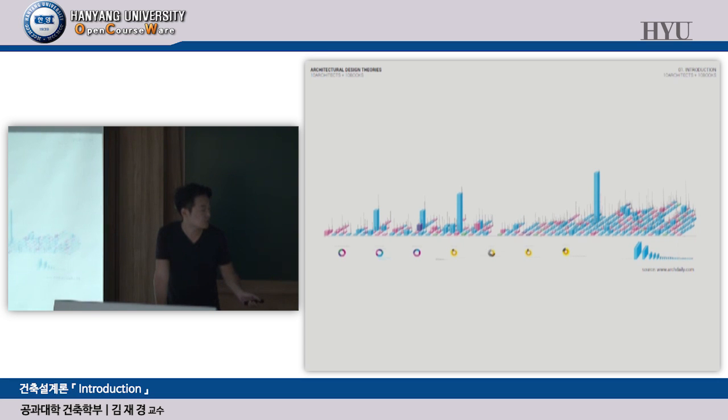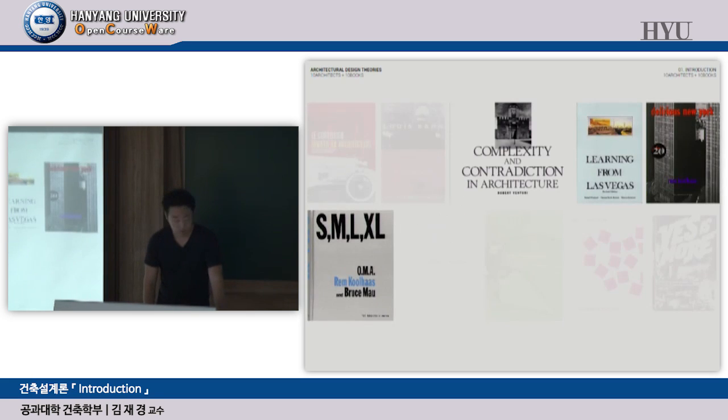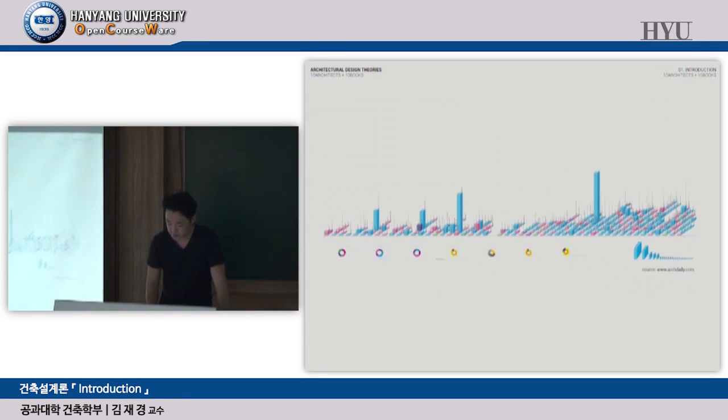So this one is Complexity and Contradiction in Architecture. This one is Learning from Las Vegas. That is Delirious New York. This one is Small, Medium, Large, and Extra Large. So we have the 4 most important books in architectural history as well.